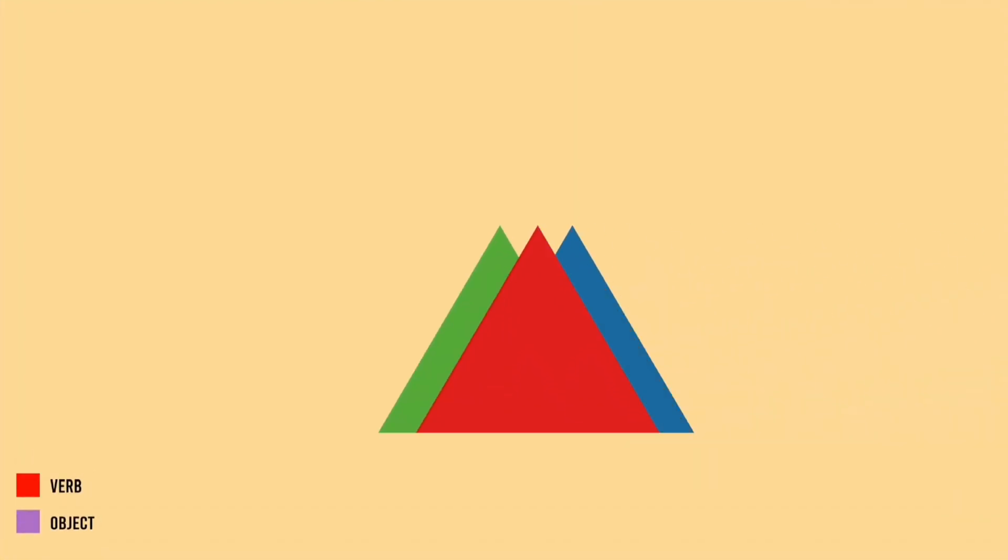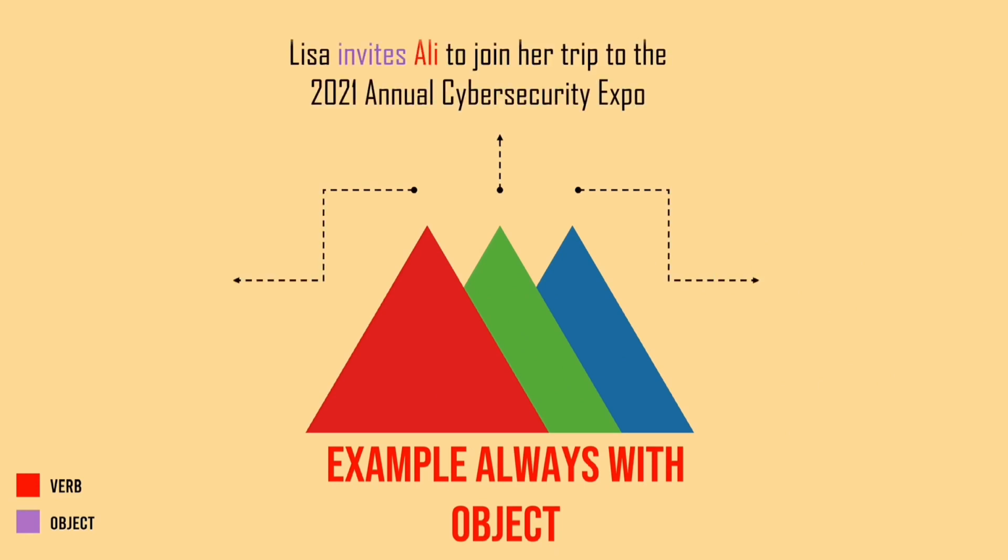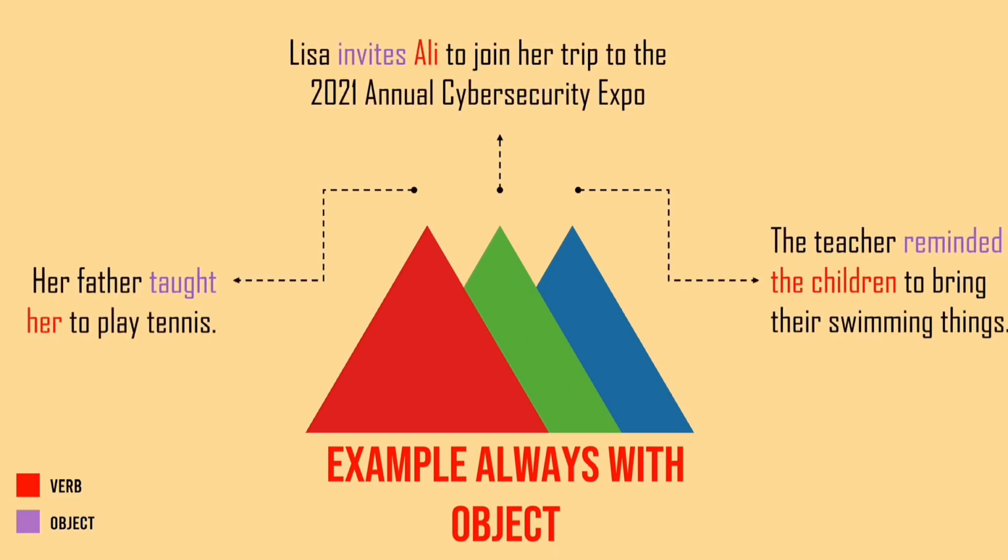Next is the example of verb always with objects. As you can see, the first one: Lisa invites Ali to join her trip to the 2021 annual Cybersecurity Expo. The sentence will be wrong if it is "Lisa invites to join her trip", but the sentence will be right when they put an object, which is Ali, in front of the to.